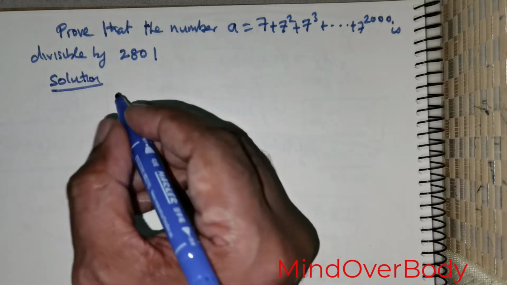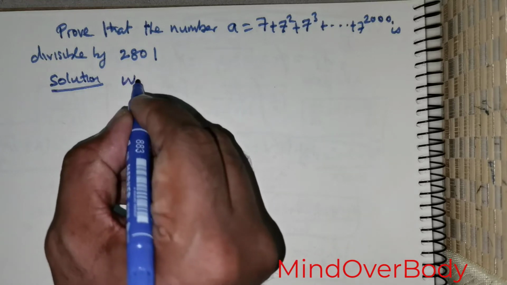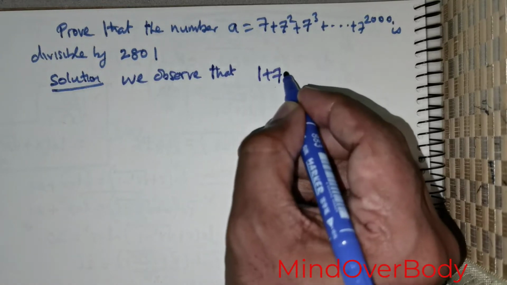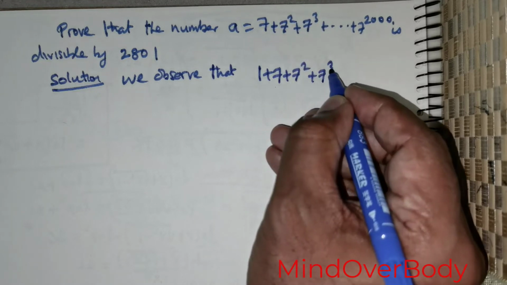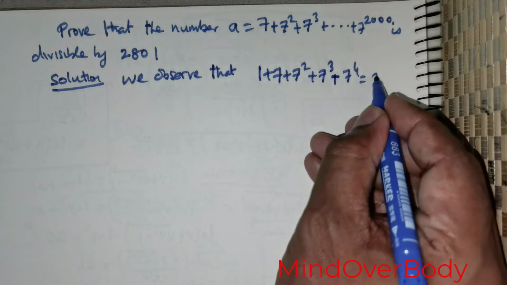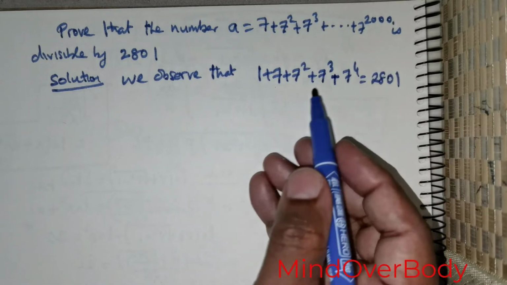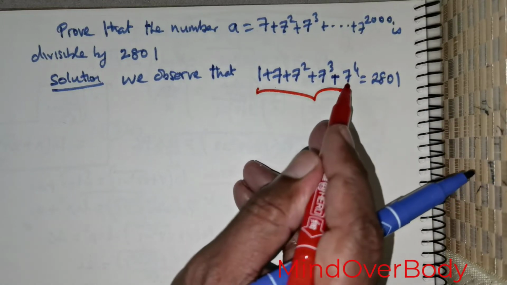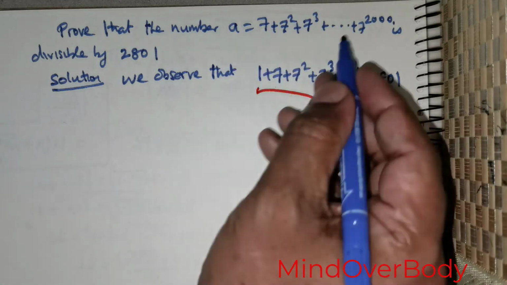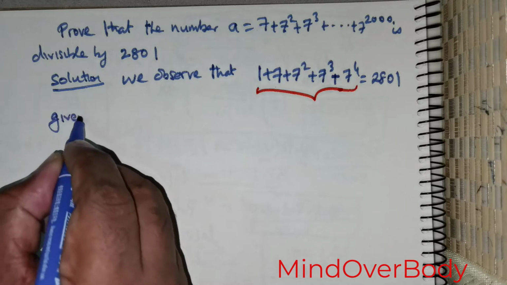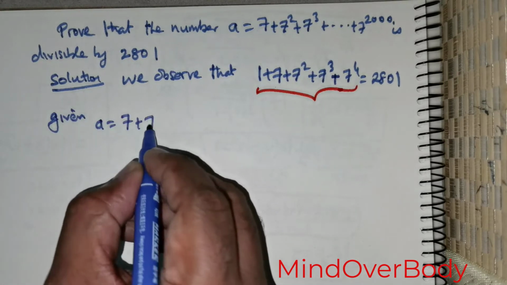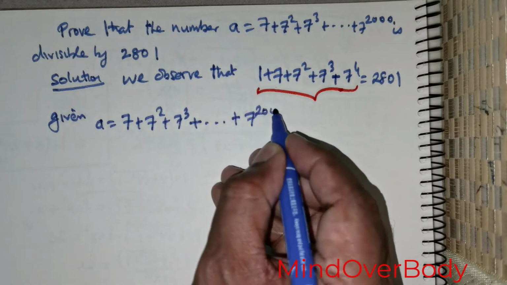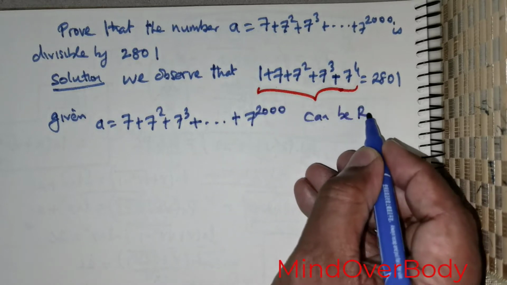Now, the first and foremost observation that you should have here is, we observe that 1 + 7 squared + 7 to the power of 3 + 7 to the power of 4 is 2801. You can try that out and you will be in a position to know that this is true indeed. So having got that, what I would do is rewrite the given number. Given that a is equal to 7 + 7 squared + 7 to the power of 3 + etc. + 7 raised to the power of 2000, it can be rewritten.